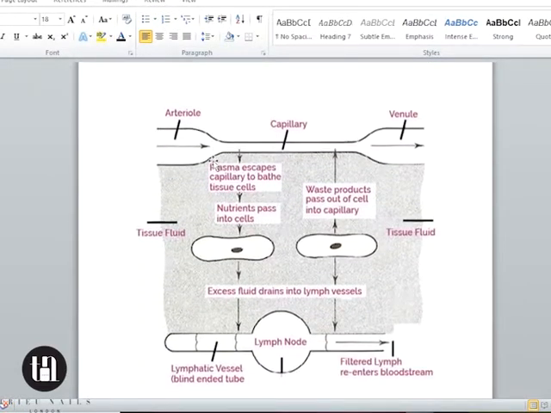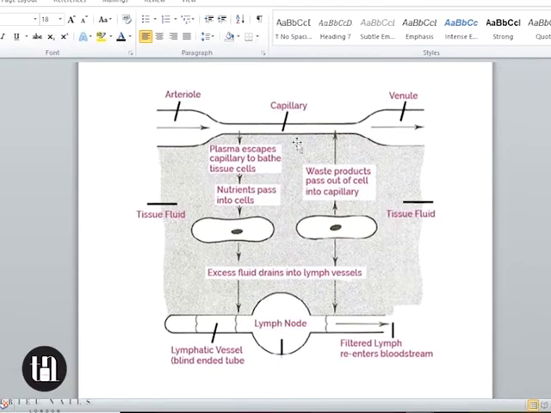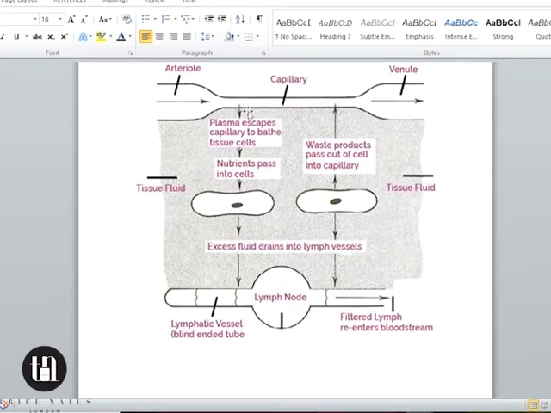Right, so this is the lymph system. It's almost like the secondary circulatory system in terms of the blood. So you've got the arterial, capillaries, and venules. As the drainage system, it works like this. The plasma escapes from the cell, nutrients pass into the cell, excess fluid is drained into the lymphatic vessel and the lymph node. So that's drained from the cell, and also waste products from the cell are passed back out into the capillaries.